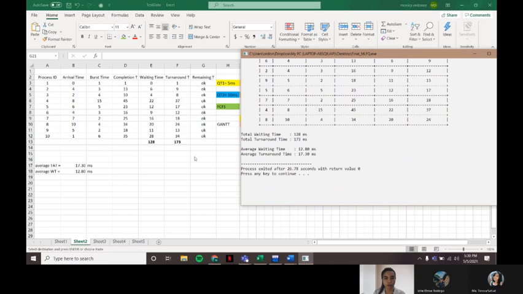They also have the same total, which is the turnaround total time is 173 milliseconds, while total waiting time is 128 milliseconds. The average waiting time is 12.80 milliseconds, and the average turnaround time is 17.30 milliseconds.